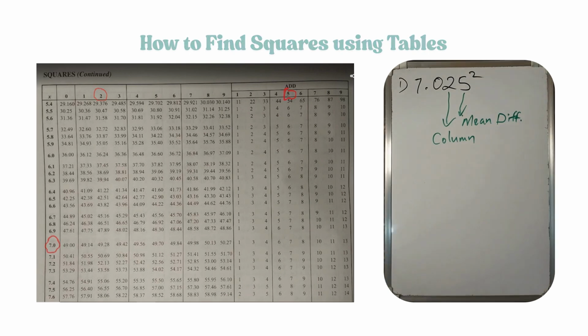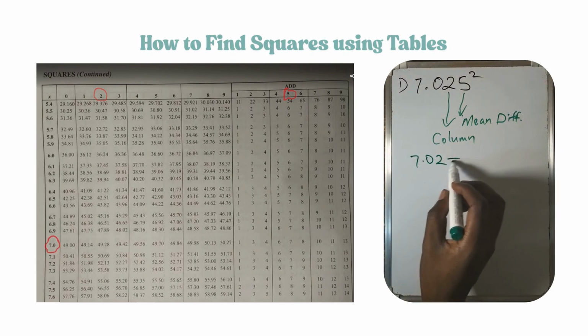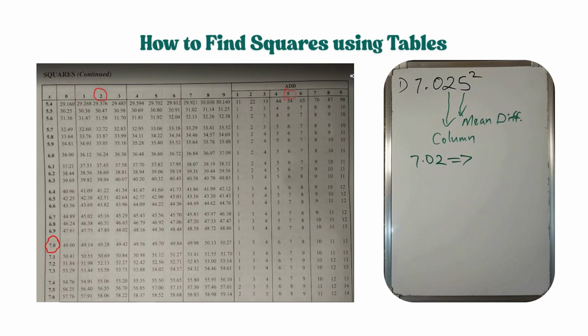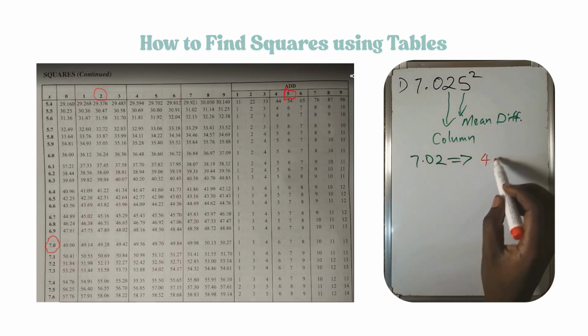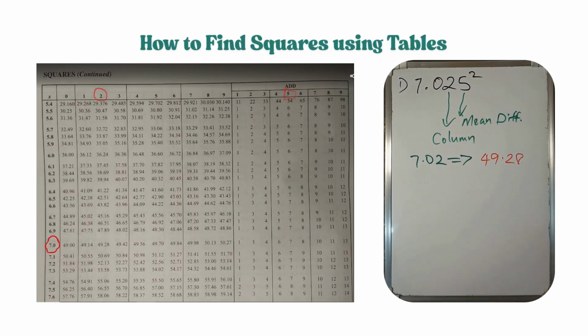So now, 7.02 in this squares table is on the next page, page 20. 7.02 gives us 49.28.